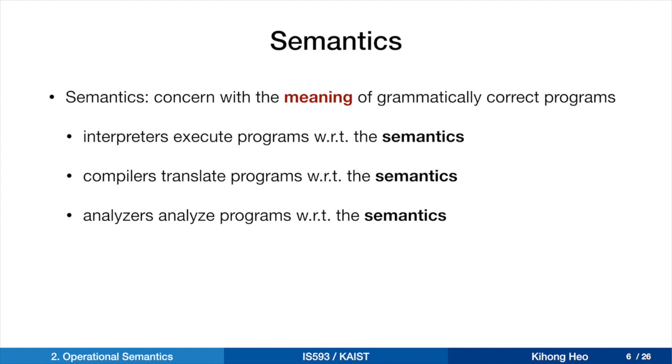From now on, our main interest is semantics. Semantics of a programming language concerns the meaning of grammatically correct programs, so that interpreters execute programs with respect to the semantics. Compilers translate source programs with respect to the semantics and generate target programs. And analyzers, which are the main interest of this course, analyze programs' behavior with respect to the semantics. Once we understand the semantics, we can answer this kind of question.